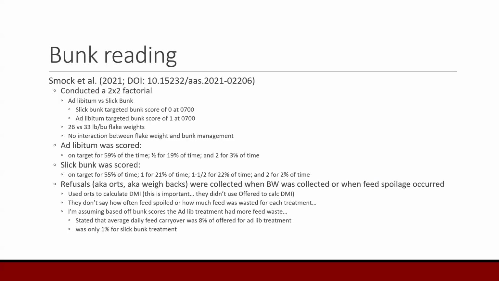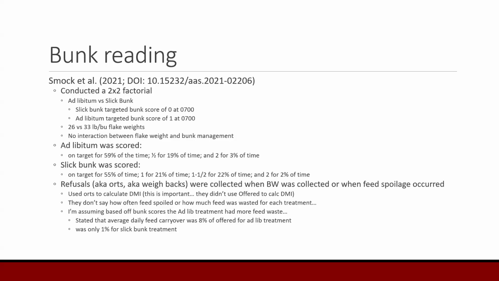All right. More recent paper, Smock in 2021, they did a 2x2 factorial. So 2 treatments were fed ad libitum, 2 were fed slick bunk. For the slick bunk, they targeted a 0 at 7 in the morning. For the ad libitum, they targeted a 1 at 7 in the morning. Then the other 2 factors were around flake density. So they had 26 pounds of flake weight per bushel versus 33-pound flake weight per bushel.